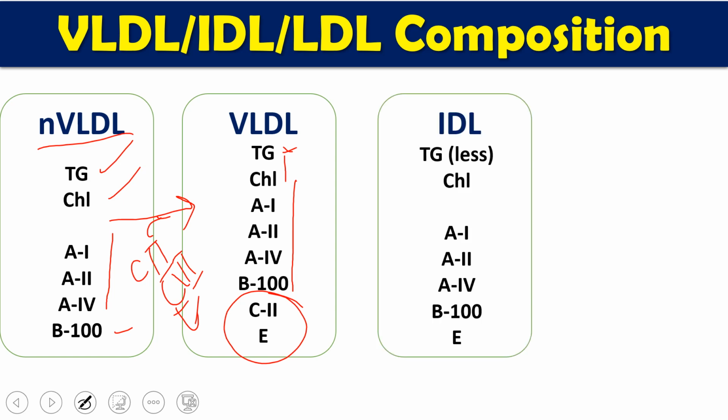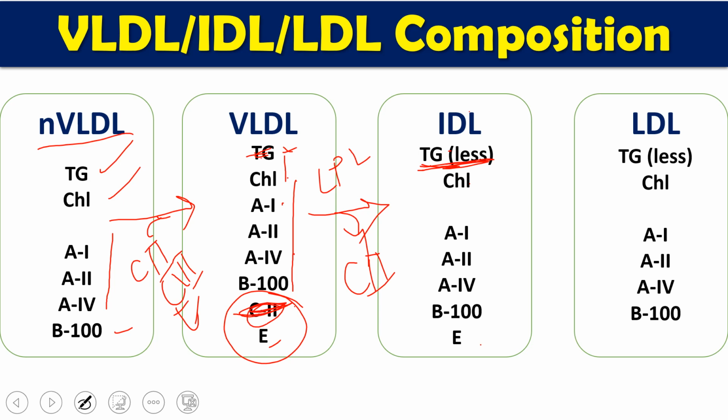This VLDL is converted into IDL because C2 activates LPL, lipoprotein lipase. This works on the triglyceride and digests it, so only a small amount of triglyceride is left. After this, it loses its C component. So it has less triglyceride, cholesterol, A1 to A4, B100 and E, but no C. So it loses C and is converted into IDL.